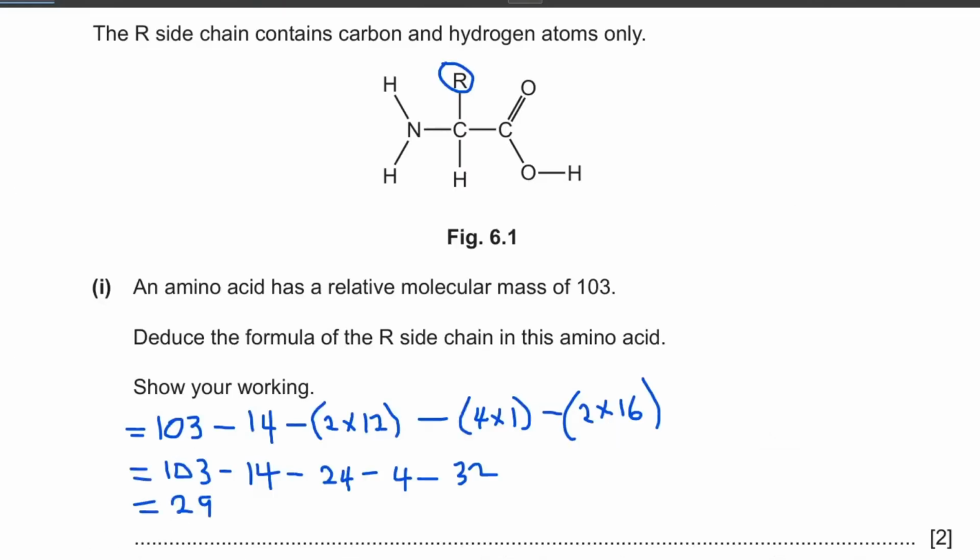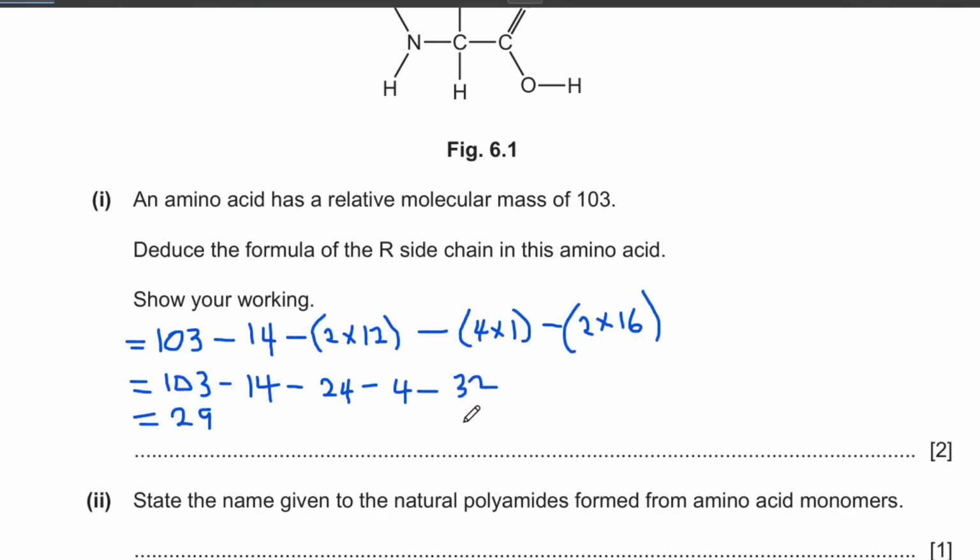But that is not what we're asked. We're asked for the formula of the R side chain, and this 29 is the relative molecular mass of R. Remember that our R side chain contains carbon and hydrogen atoms only. So that means the formula of R contains only carbon and hydrogen. So the question you ask yourself is, how many carbon and hydrogen atoms will give us this 29?